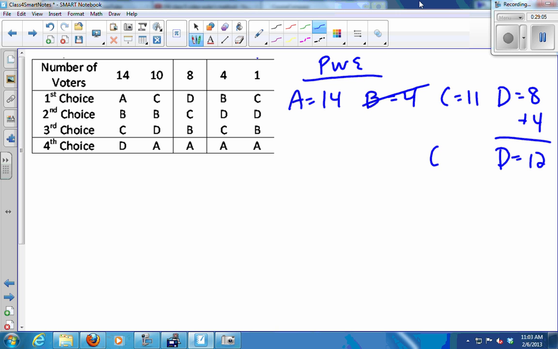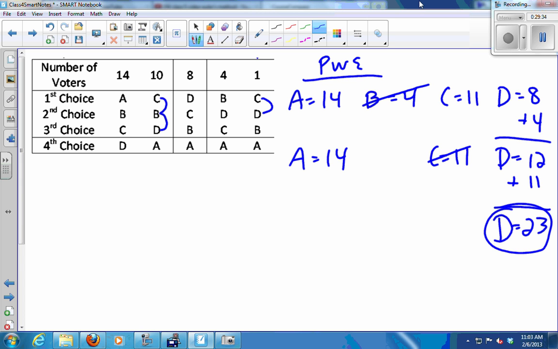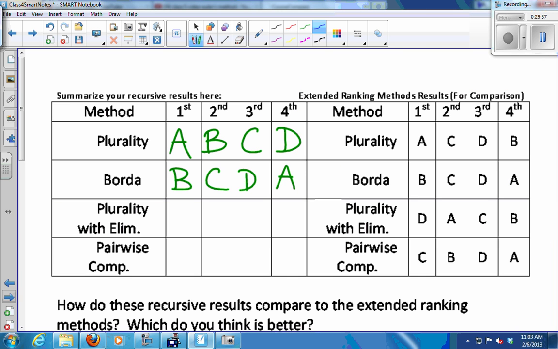B's votes are going to revert to D. So D has 12, C has 11, A has 14 still. Still nobody has a majority, so we eliminate the next candidate, which would be C. C's votes, these 10 would go to B, but B is gone, so they go to D. And this one goes to D, so all 11 votes go to D. So D gets 23 to A's 14, so D is the winner. So D wins round 1. Go to the table, plurality with elimination, D is the winner.